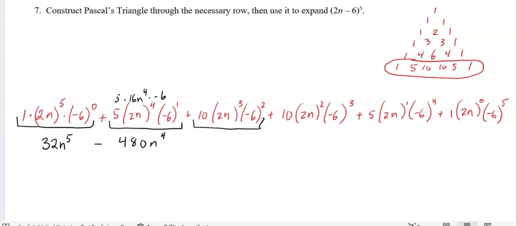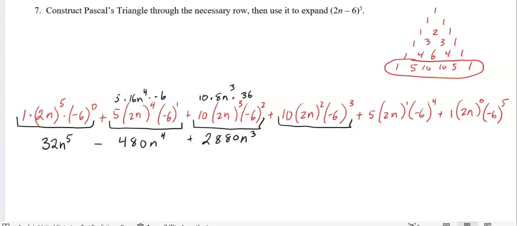All right, term number 3, it's going to be 10 times this 2 to the 3rd times n to the 3rd is 8 n to the 3rd. And then negative 6 squared is 36. So I multiply all these together. 10 times 8 times 36. And I get 2880 positive. So this is going to be 2880 n to the 3rd. And it's plus because all of this is positive.